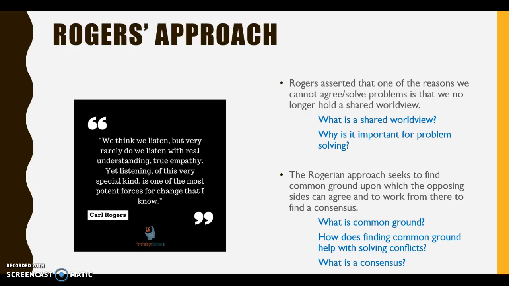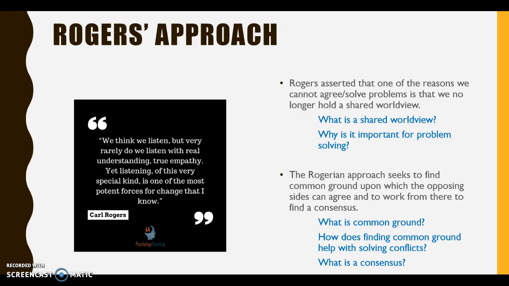So the Rogerian approach seeks to find something called common ground. This is basically something that the two sides can agree upon. It's something that the two sides both value. And so when you can agree that you value the same thing, you can better work together to solve conflicts because you are working together to promote that common ground.